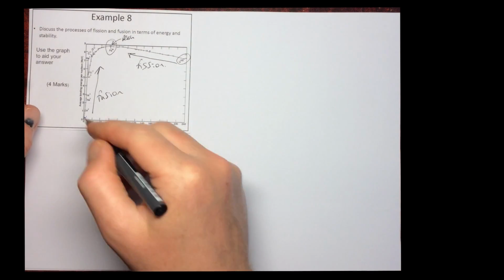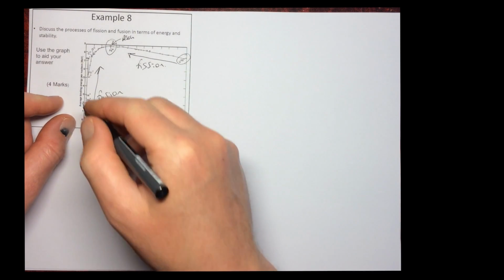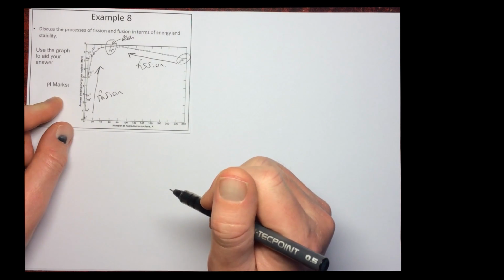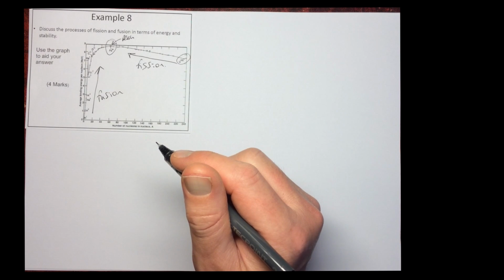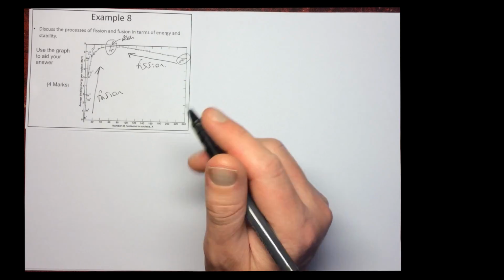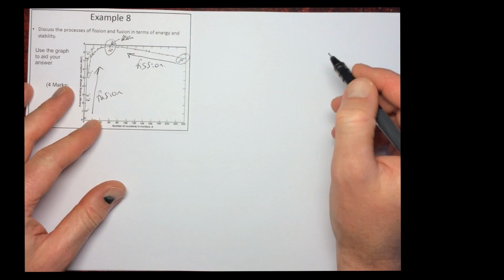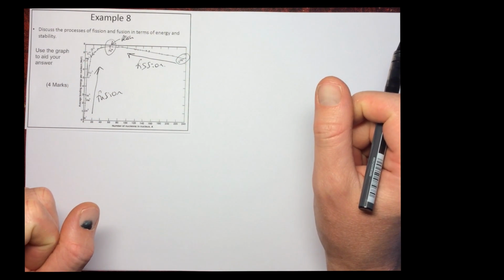Okay, so you can see in this example here, you've got the graph of binding energy per nucleon against number of nucleons in the nucleus, and you're asked to discuss the process of nuclear fission and fusion in terms of energy and stability. What I would say here is the most stable nuclei are the ones with the highest binding energy per nucleon, because the higher the binding energy per nucleon, the more energy you have to put in to remove a single nucleon from the nucleus.